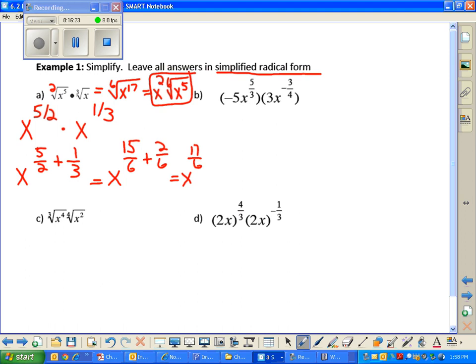Part B is a little easier because step 1 is done for us. The exponents are already rational. So now I can just use my associative property of multiplication, and I can just rearrange. So I'm going to multiply the -5 times the 3 together, and then the x to the 5/3 times x to the -3/4. -5 and 3 as a product evaluates to -15. And then I add my exponents once again.